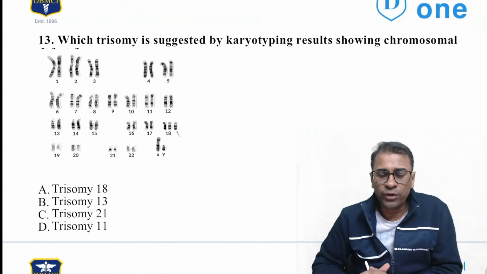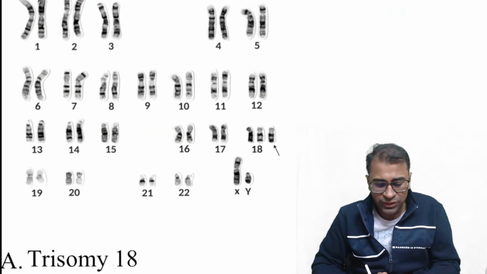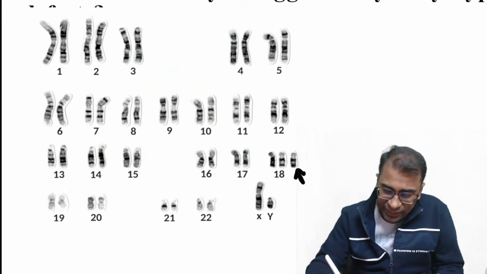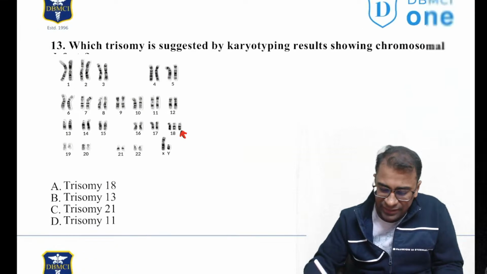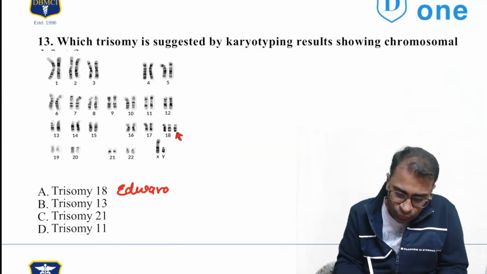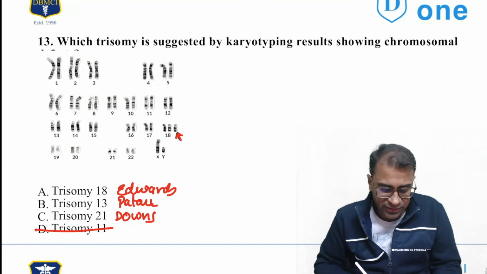Trisomy. What to see here? Look carefully. What to see here? Yes, it is extra 18, and this extra 18 is called Edward syndrome. Correct. 13 is Patau syndrome. 21 is Down syndrome. This is nothing, just leave it. The answer is A.